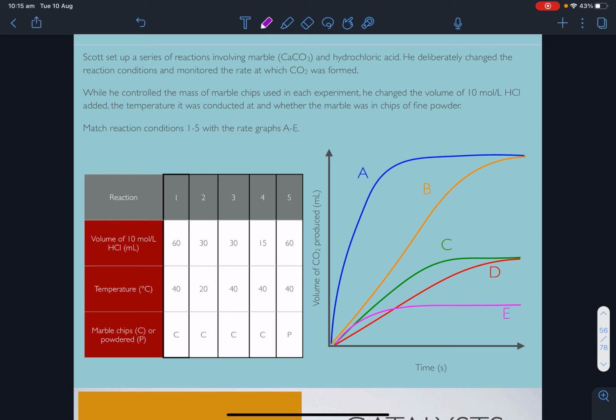While he controlled the mass of marble chips used for each experiment, he changed the volume of the acid used, the temperature it was conducted at, and whether the marble were in chips, so large chunks, or in a fine powder, so changing the surface area conditions.